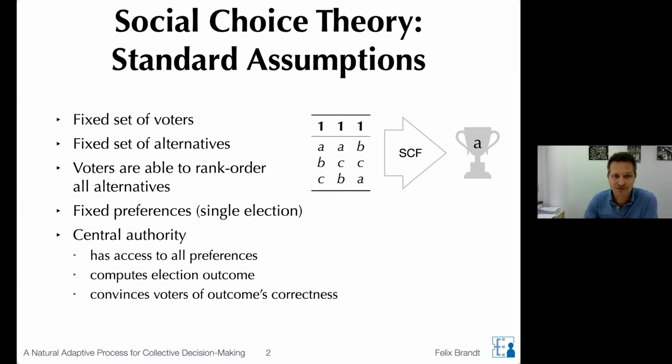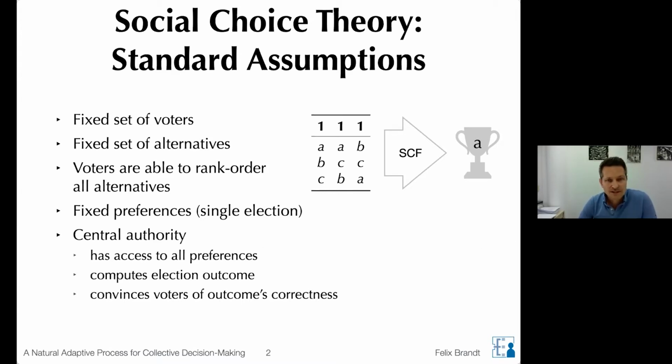For some voting rules this is quite difficult. And also the central authority has to convince the voters of the correctness of the outcome. This can be a particularly challenging task if you're talking about a randomized rule, because in that case, voters not only need to be convinced of the correctness of the outcome, but also of the fact that the lottery was executed faithfully.